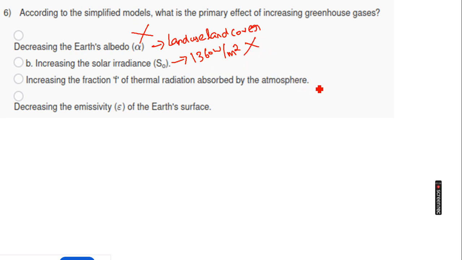And the third one, increasing the fraction of thermal radiation absorbed by the atmosphere. So this is the correct one. And the fourth one, decreasing the emissivity of the Earth's surface. This also is a characteristic of Earth's surface. It has nothing to do with the atmosphere. The emissivity is a characteristic of the surface itself. The atmospheric concentration doesn't influence the Earth's emissivity. So that is also false. So the third one is the correct one.